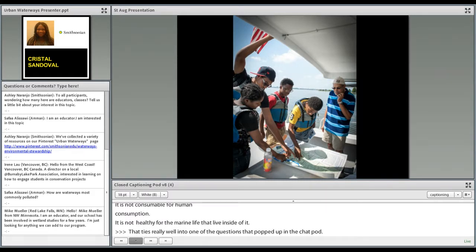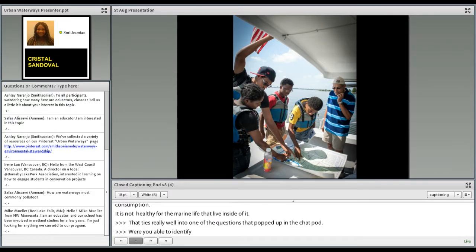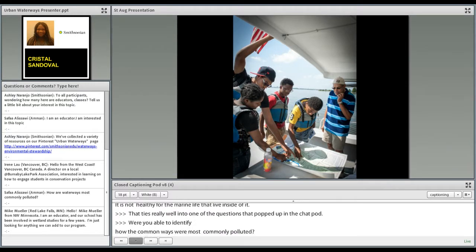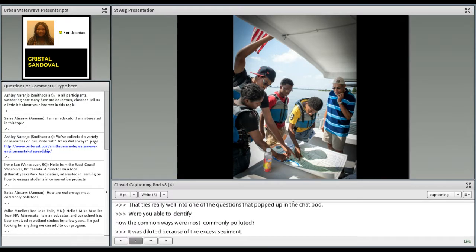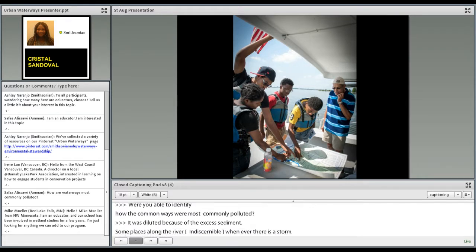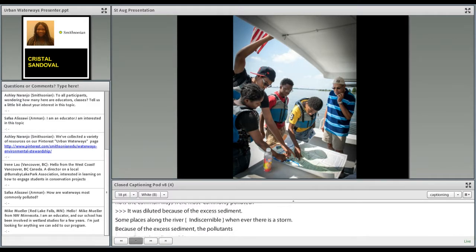One of the reasons that it was so polluted was because of the excess sediment. Because some places along the Anacostia River don't have walls. Walls would keep out the excess sediment from whenever there's a storm. And because of the excess sediment, the pollutants are collected inside the soil. And bottom feeders, like catfish, they eat off the bottom of the floor, of course. Mm-hmm. And then they get polluted and they get tumors, so that affects the pH also.